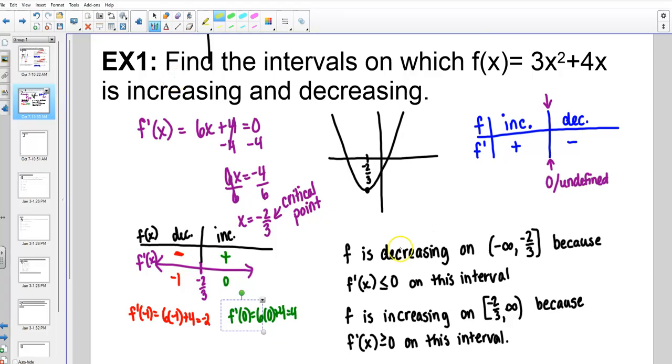It is important to note, if f is decreasing, the reason is always f prime of x is less than or equal to 0 on this interval. That's the reason all the time, right? And then if f is increasing, it's because f prime of x is greater than or equal to 0 on that interval. Or you can say f prime of x is positive on that interval there. So those always go together.